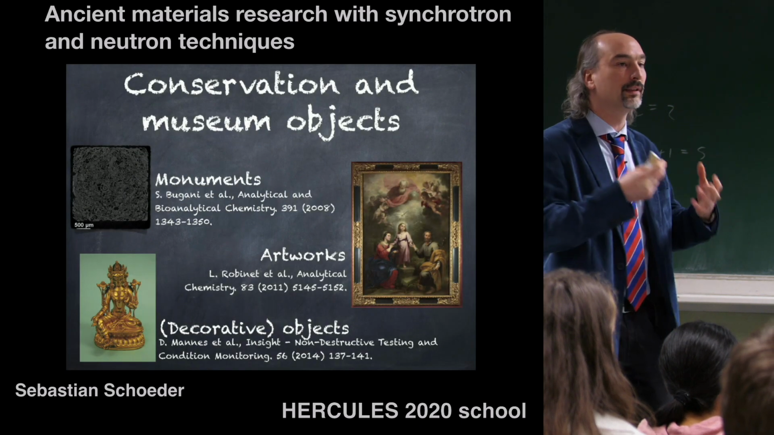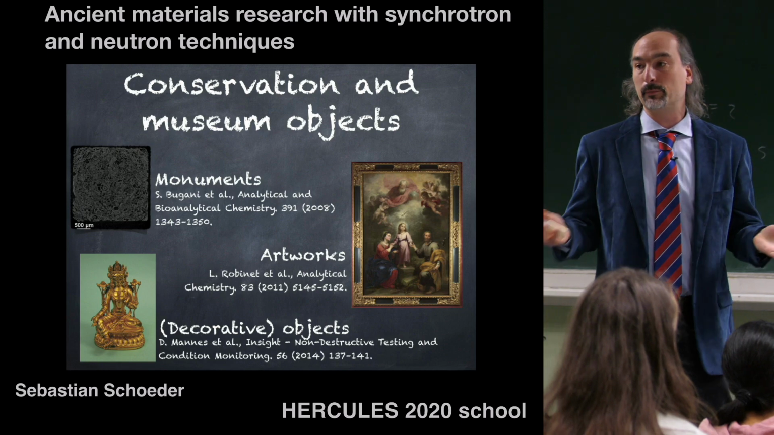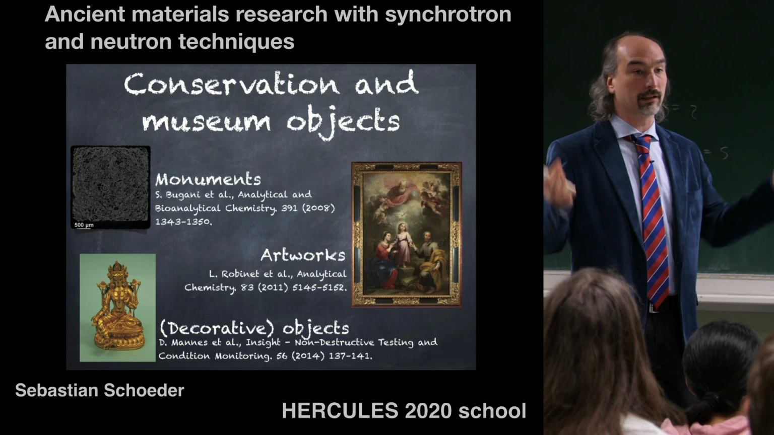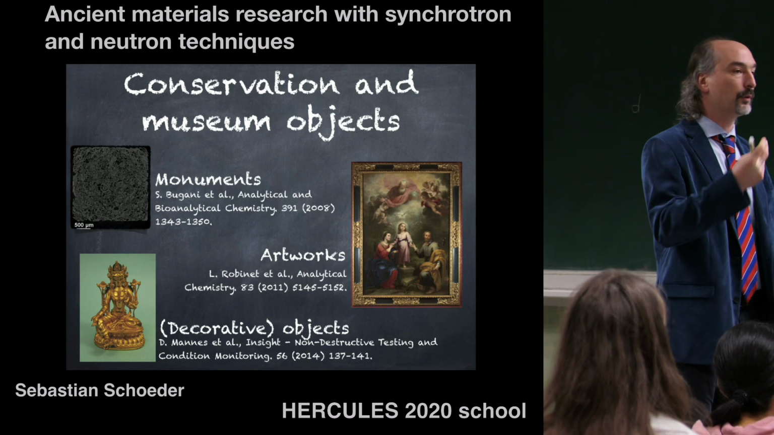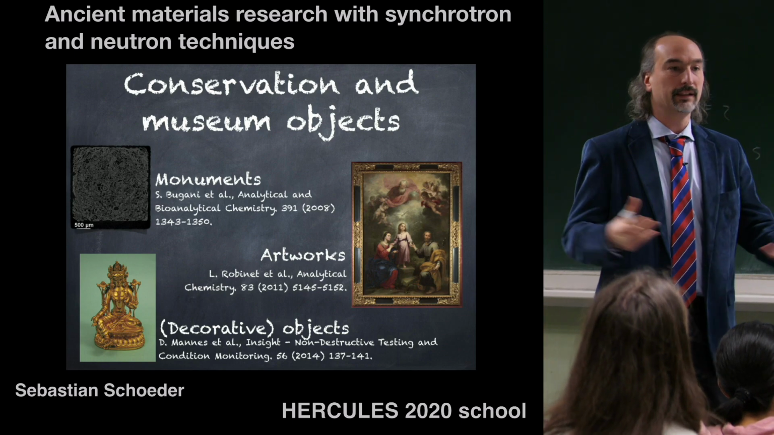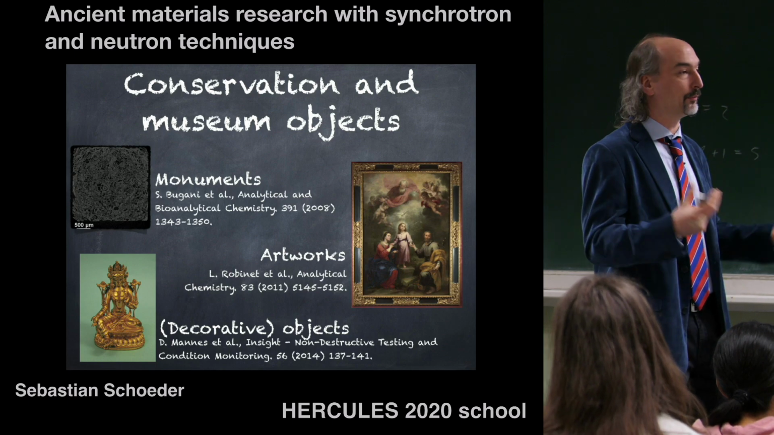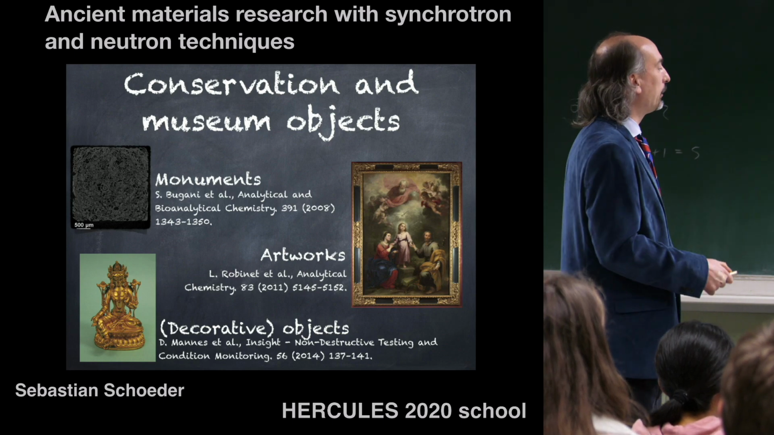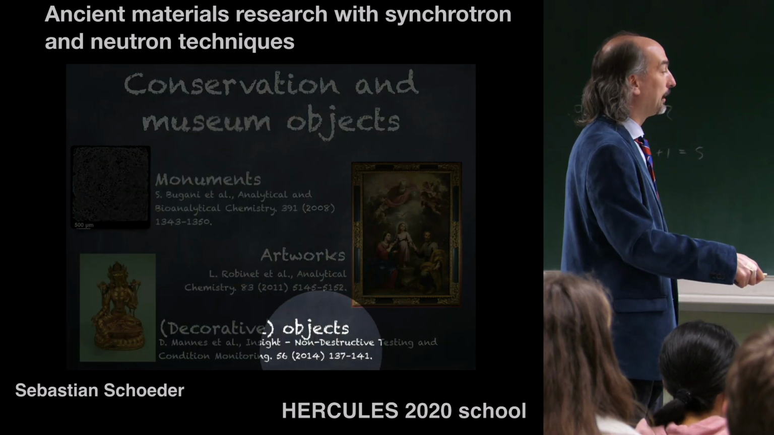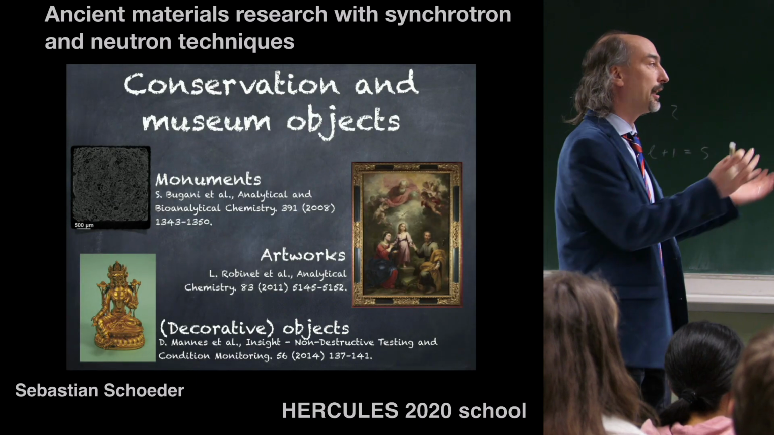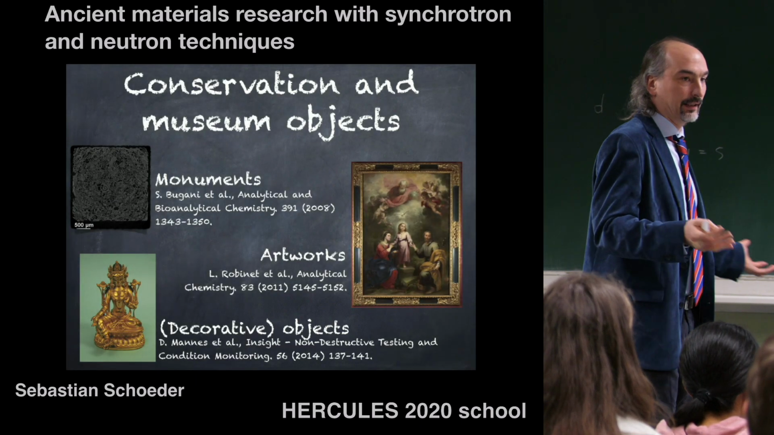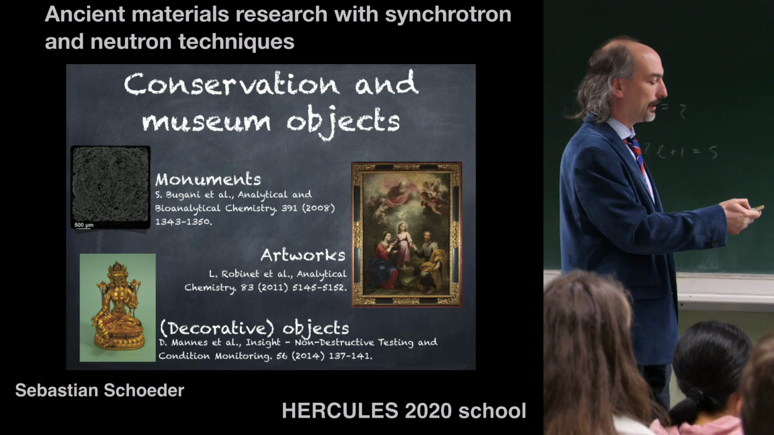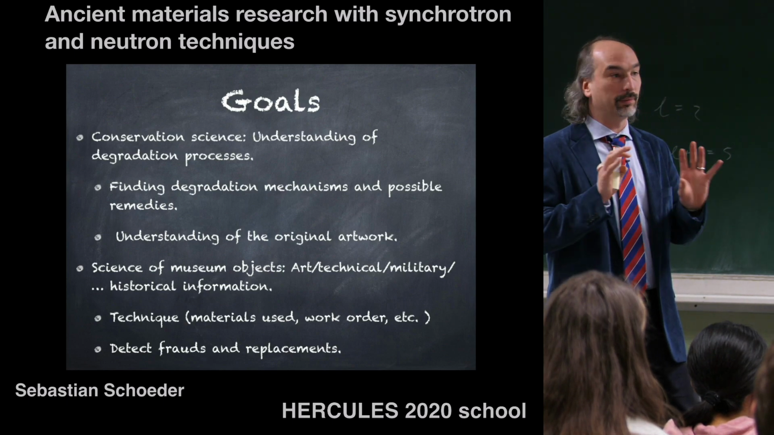At the moment, a big question in conservation science is Notre Dame de Paris, that after the fire, of course, has to be reconstructed. And there's a lot of research going on to understand what's the best way to reconstruct and to conserve the structure that is still there, but has been severely damaged by the events. But we can also have non-decorative objects, like technical objects, military objects, vehicles, airplanes, things like that. Basically everything in a museum.